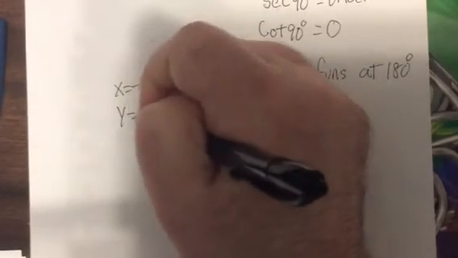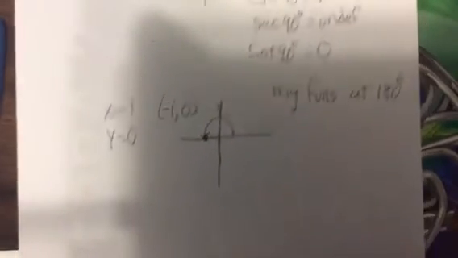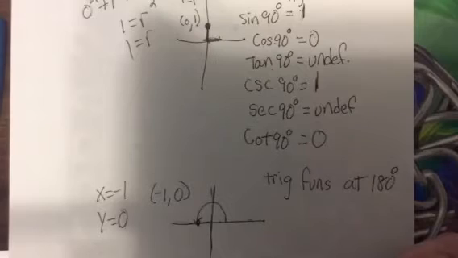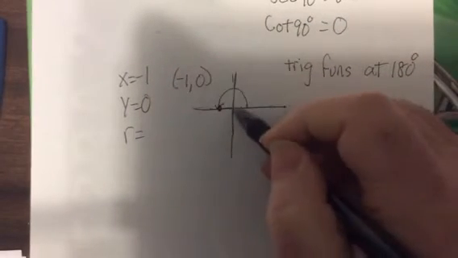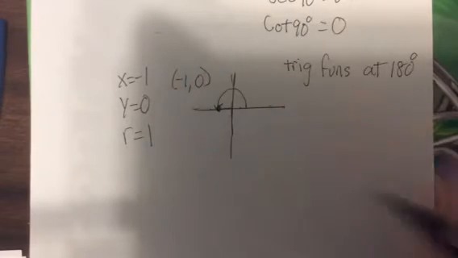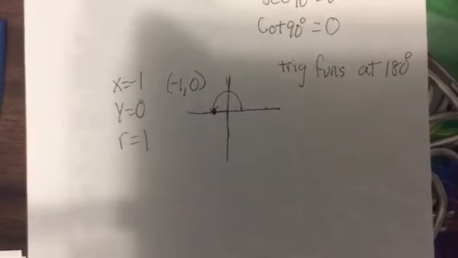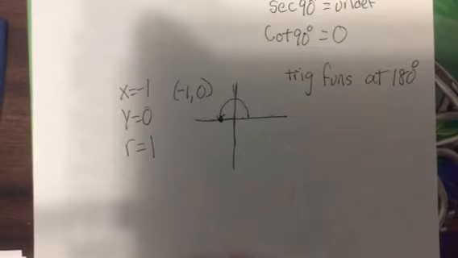So x would be -1, y would be 0, and r, since I picked the point 1 unit from the origin, has to be 1 because it's distance. Now, r is always positive because it's a distance. Since we're on the Cartesian coordinate system, x could be negative, y could be negative, x and y could be 0, and they both could be 1.